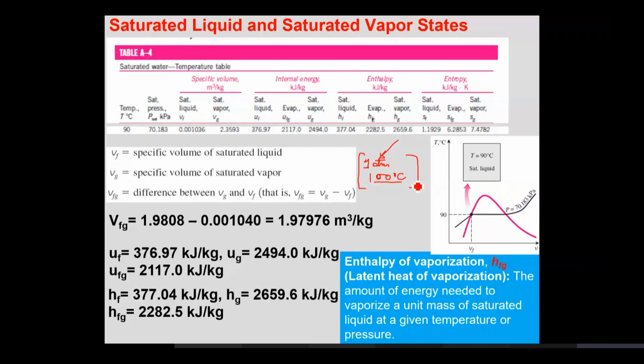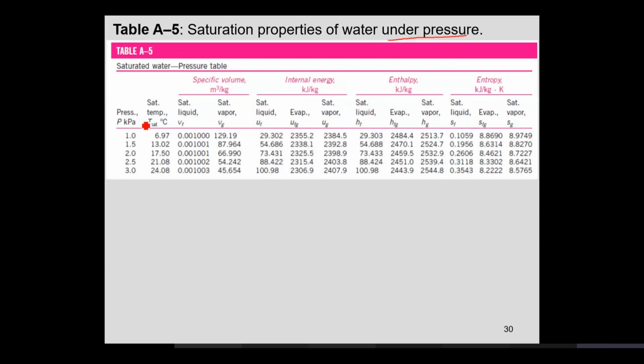Anyways, so far is table A4 clear to you? All right. Moving on, we have the saturation properties of water under pressure table. This is a table where we are expressing the values under pressure. As I specified, in this table the first column is pressure and the second column is saturation temperature. So now I am expressing saturation temperature with regard to a specific pressure.